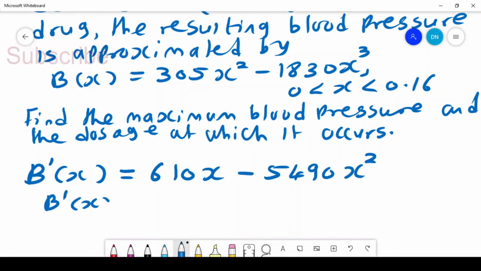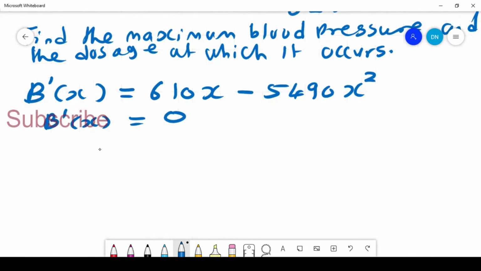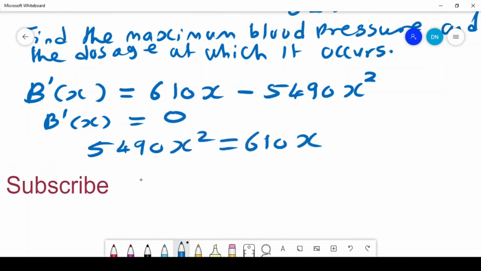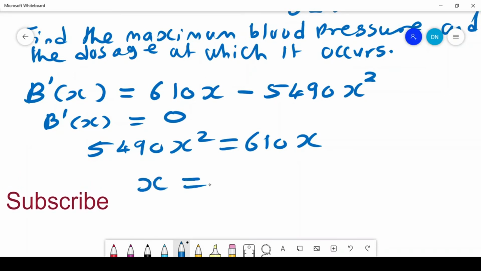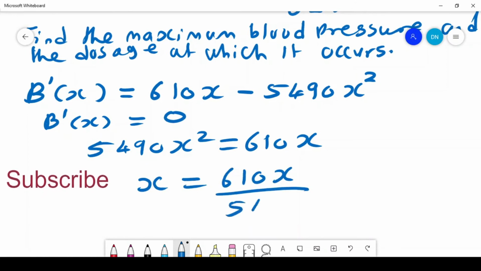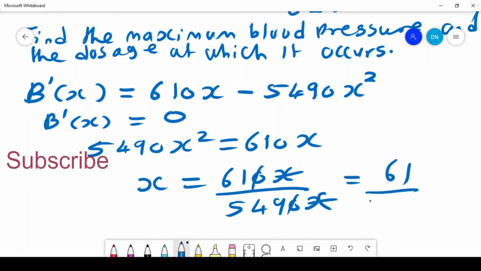B prime of x equals 0, and we want to get the critical point. And so if we do that, it basically means that 5490x squared equals 610x, and therefore x equals 610x over 5490x, and that gives us the value of x at 0.11. So this is our critical point.